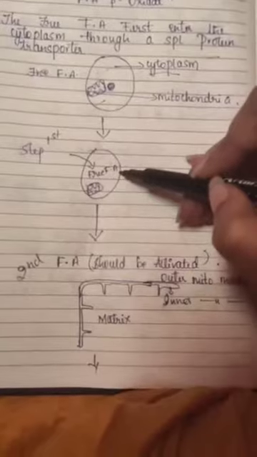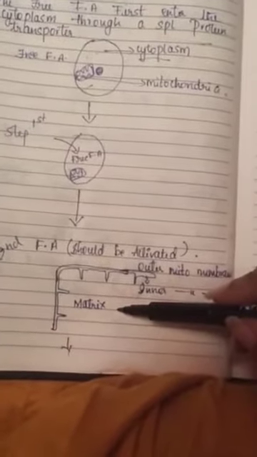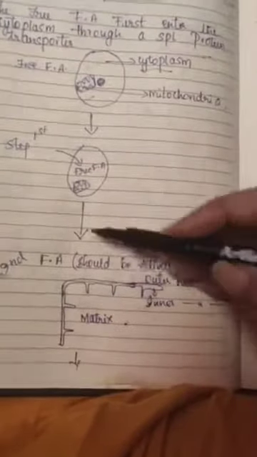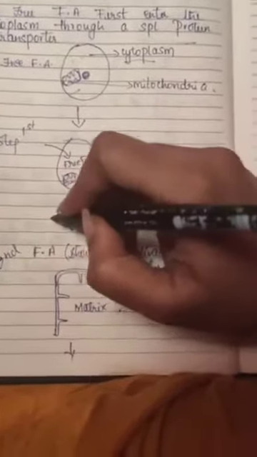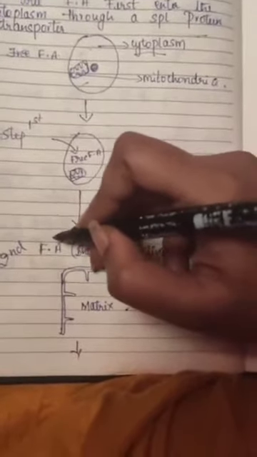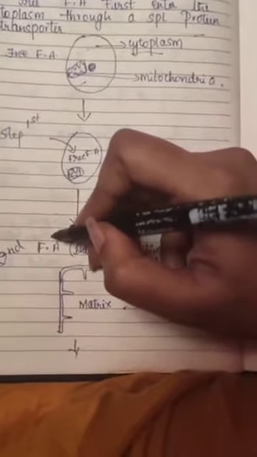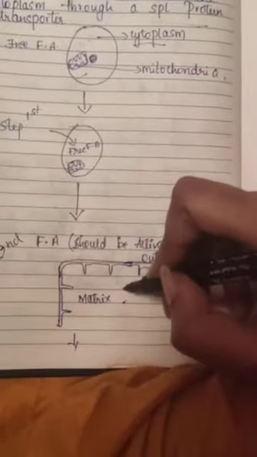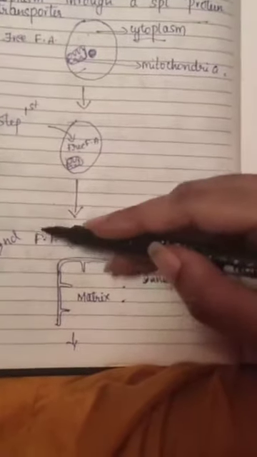The second step is that the fatty acid should be activated. Why it should be activated: it is in the inactive form. Understood? So this free fatty acid is in the inactive form. Only in the active state will it enter the mitochondria. So the free fatty acid should be activated first to enter the mitochondria.